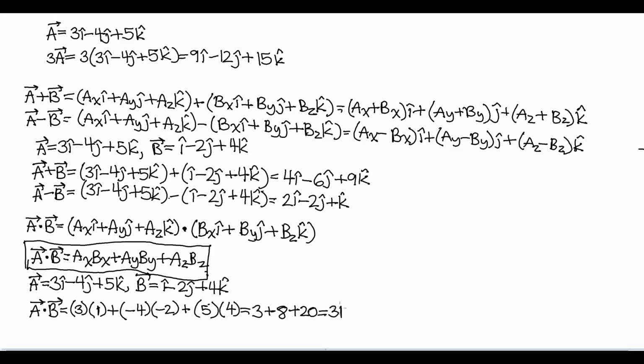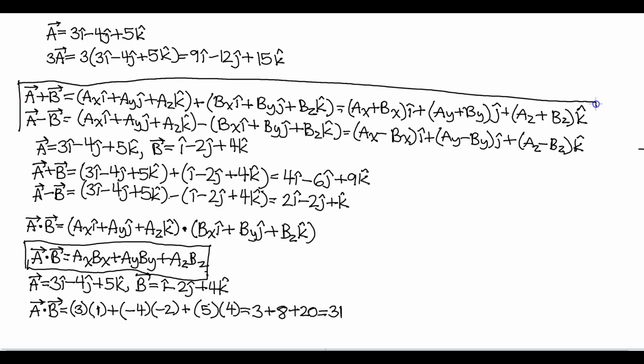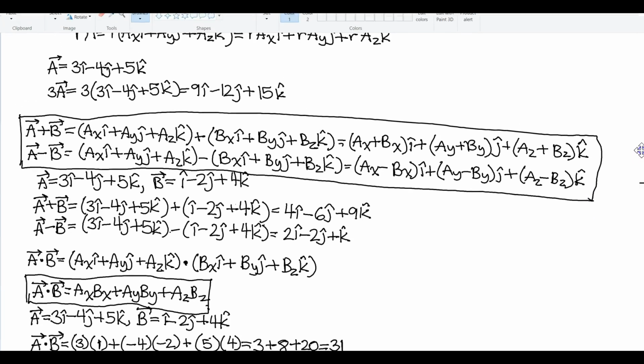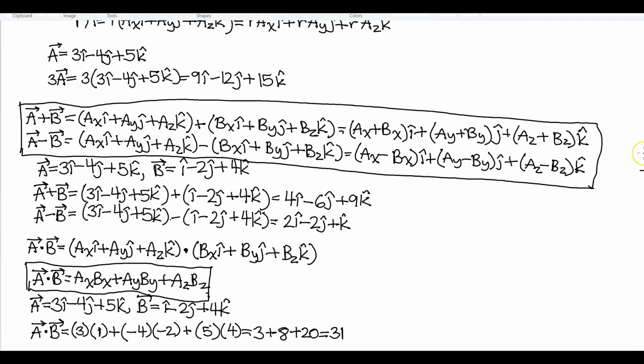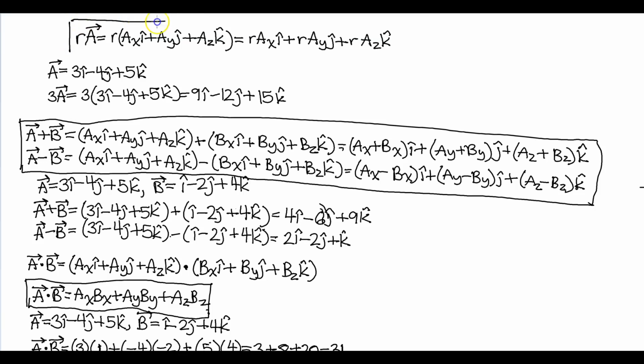Okay, so those are all the main operations we discussed, all in the unit vector notation. We have the dot product, vector addition, vector subtraction, and vector multiplication by a scalar.